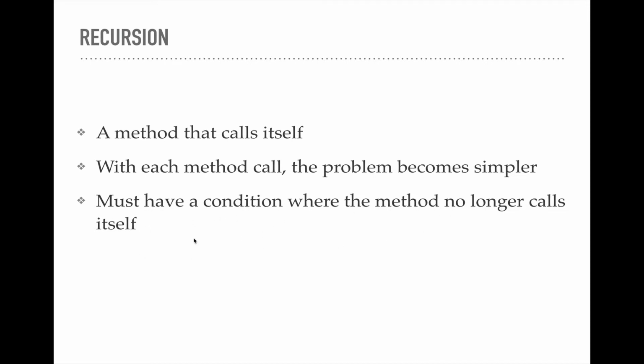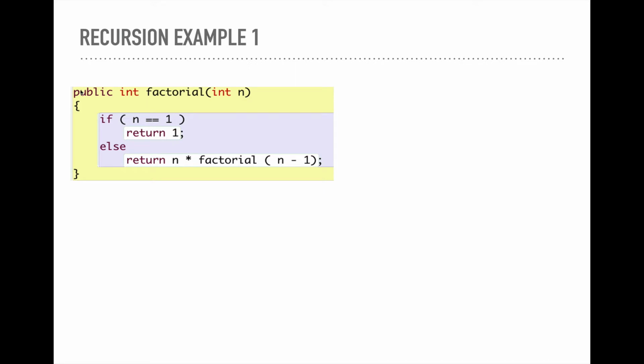If this condition does not exist, there will be an infinite loop. The method will keep calling itself infinitely, and there's no stopping point. So let me give you an example here of factorial.